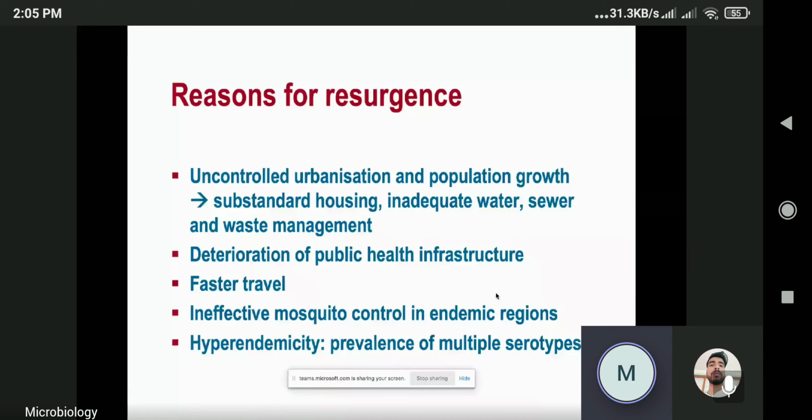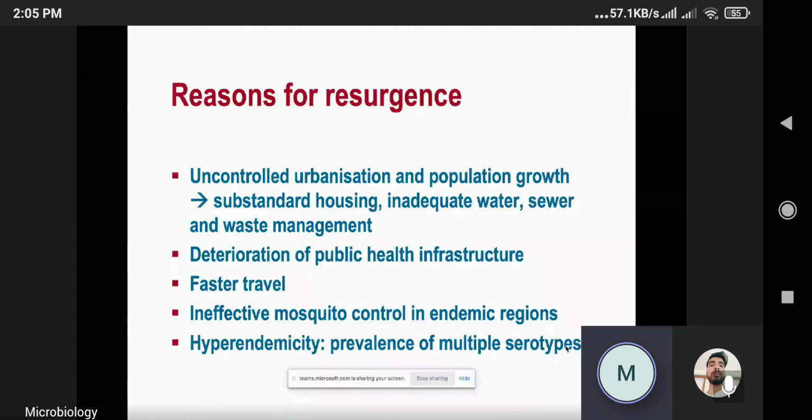So this one is very important: ineffective mosquito control and the prevalence of multiple serotypes. See here, this one is very important. In a particular area, if there is prevalence of multiple serotypes of the dengue virus, then the chances of having severe dengue hemorrhagic fever conditions are high.